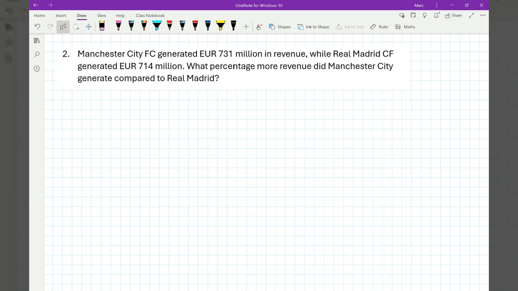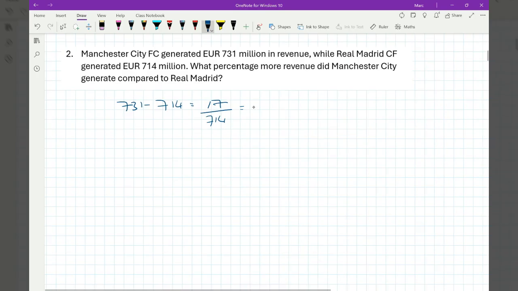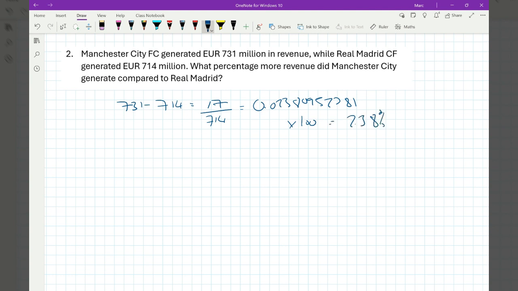Okay, so for this one, 731 take away 714. Put that in the calculator, don't make any silly mistakes, is 17. And then we're going to put that over the original amount, which is the Real Madrid amount. So 17 over 714, times by 100, and that gives us 2.38%.